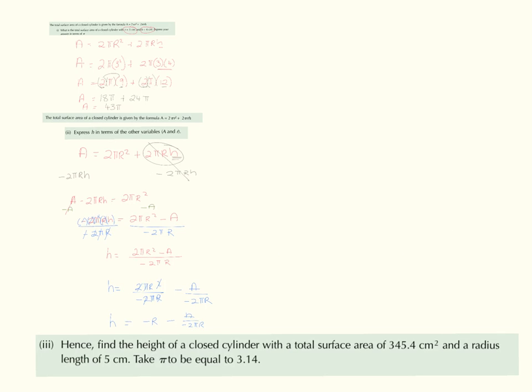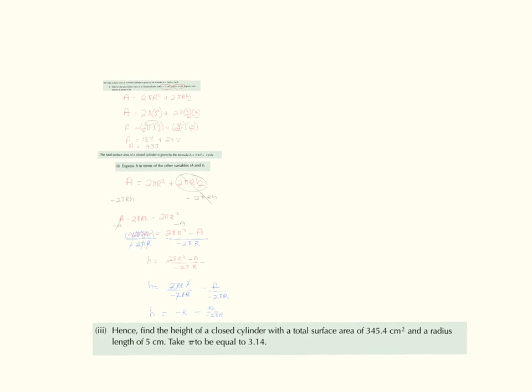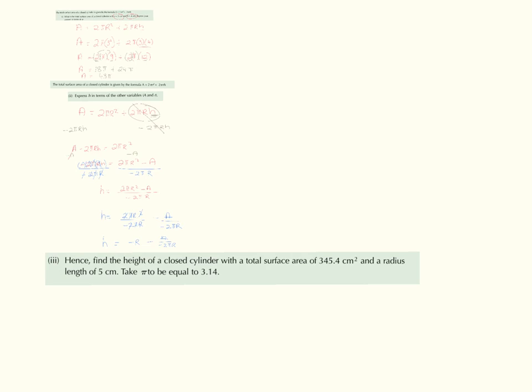Okay, and the third part of that question said, hence find the height of the closed cylinder with the total surface area of 345.4 centimetres squared and a radius length 5, and take pi to be equal to 3.14. So essentially they're asking us to just do a sum out here, find the height. So let's first of all write down the formula that we know and we were given at the very start, and it was area equals 2 pi r squared plus 2 pi r h.